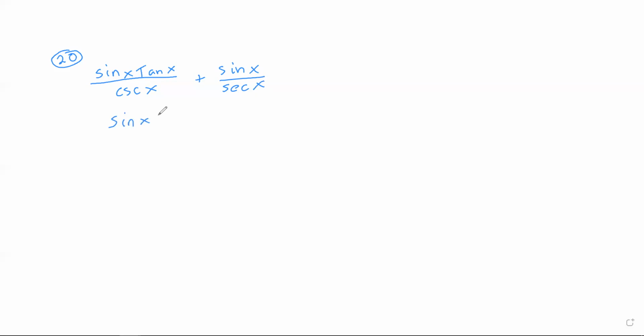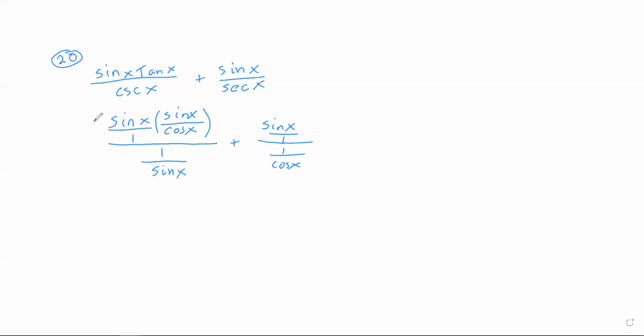So we've got sine of x, and over here we're going to have sine of x divided by cosine of x. And cosecant is 1 divided by sine of x plus sine of x divided by 1 divided by secant, it's cosine of x. So here we're going to assume that these have a 1 under them, and let's do the tortilla law for these two.